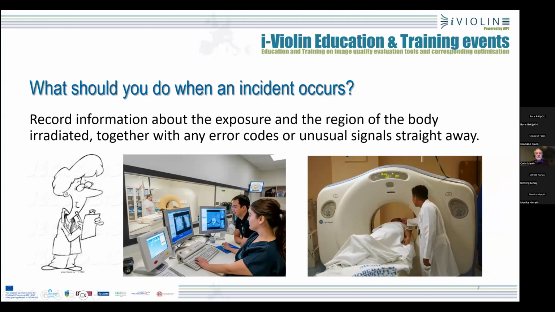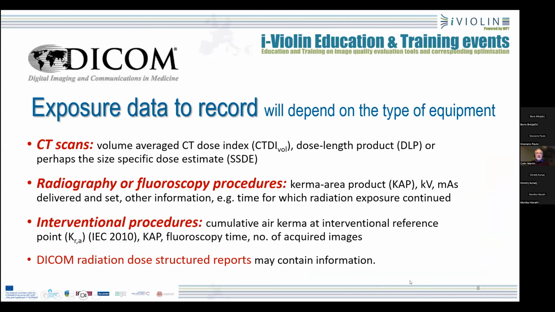So what should you do when an incident occurs? Well, you need to record information. You need to think about the patient, and you need to think about the information that you need to record in order to carry out an investigation. So it might be the error codes or unusual signals, record those straight away. But also things that you need so that you can find out what the dose was.